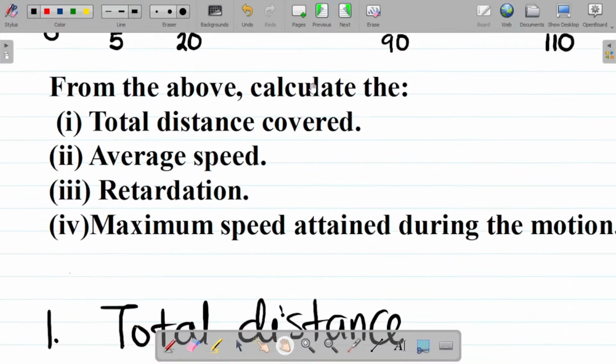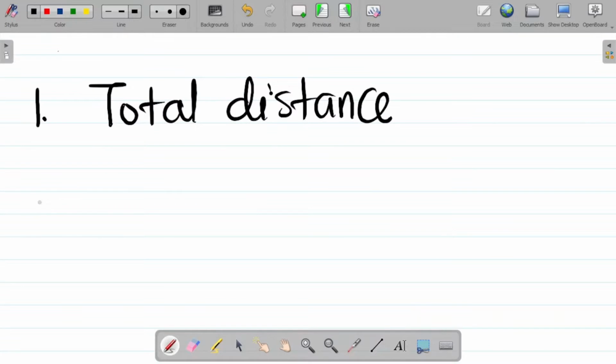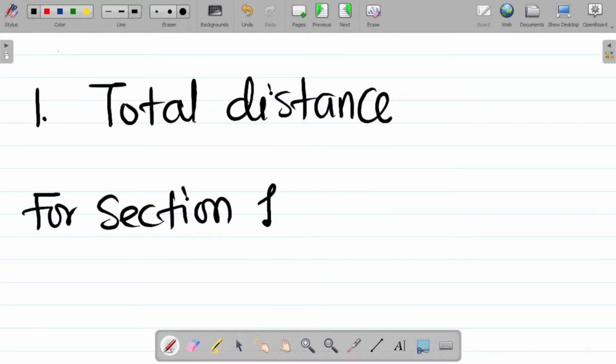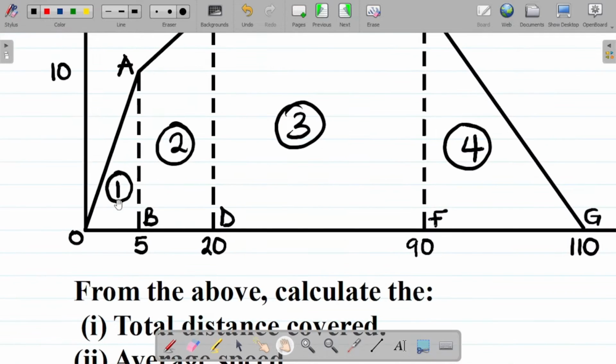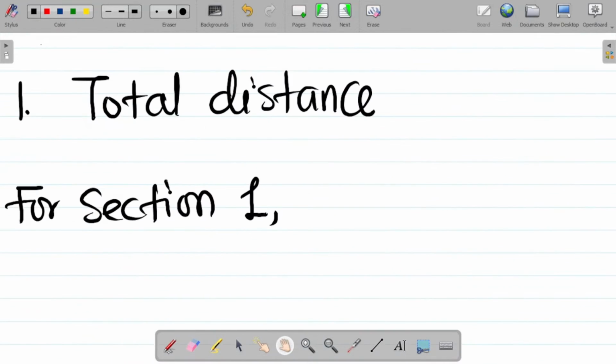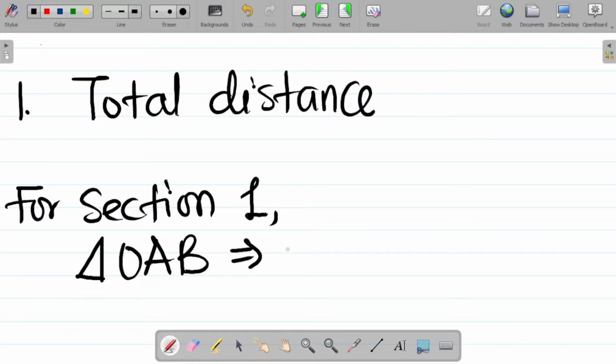Let's start with section 1. What shape do we have there? For section 1, you can see that the shape is triangle OAB. It's a triangle. And for a triangle, the area is half times base times height.